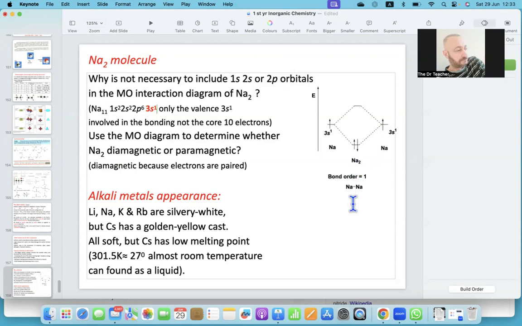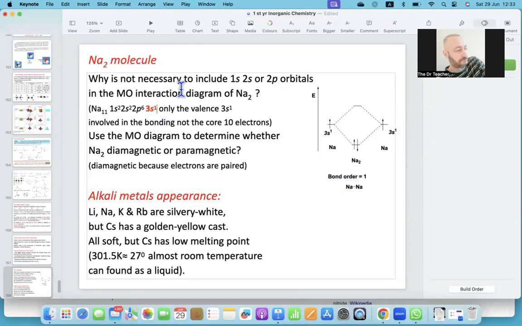And here the bond order is 1. Why? Pair of electrons in the sigma, minus nothing in the sigma star. So it will remain 1 minus 0, which is 1. One means 2 electrons forming one single bond.